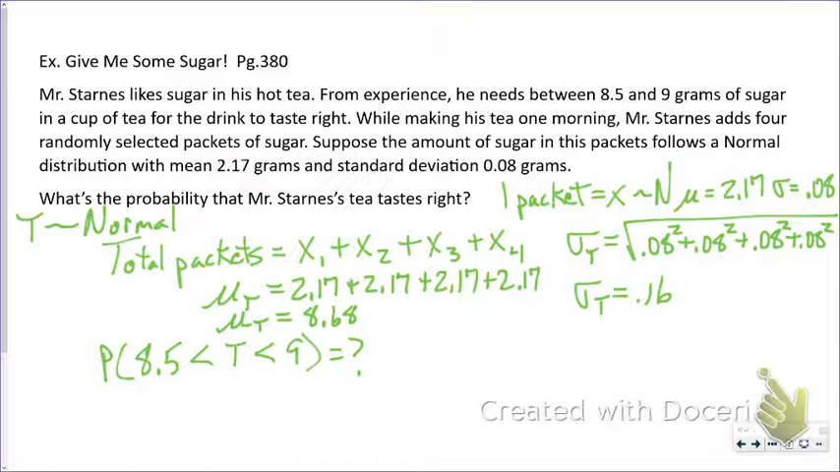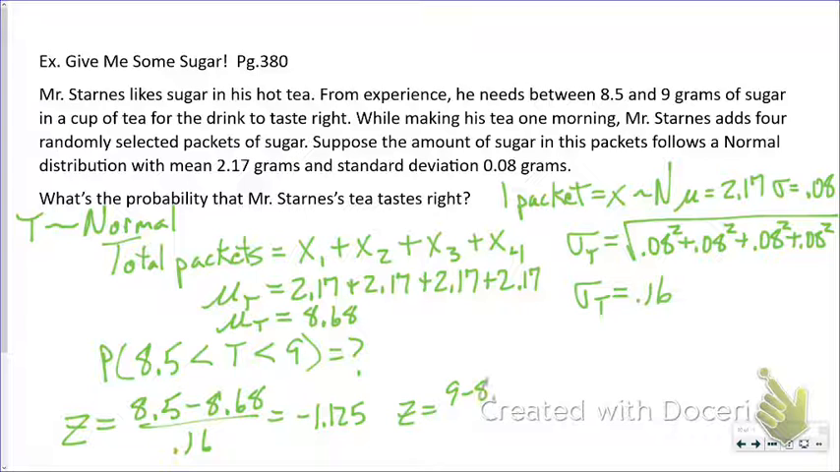And now we're ready to go. Find the z-score of 8.5, because it's a normal distribution, remember? And I get negative 1.125. z-score of 9. We could do that one in our head, right? 0.32 divided by 0.16, so 2. Final answer, normal CDF, negative 1.125 up to 2 is 0.9470.